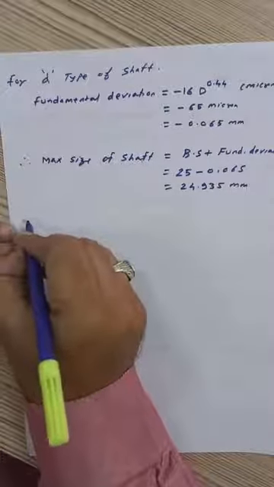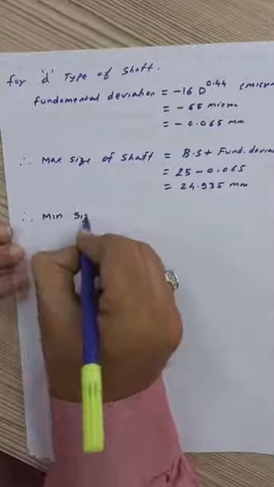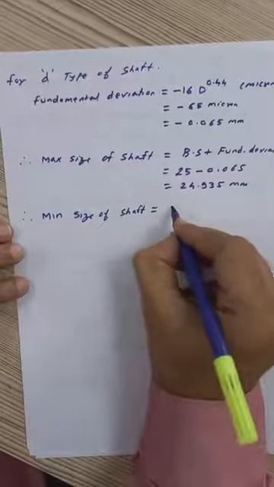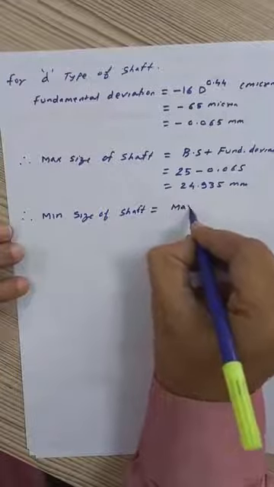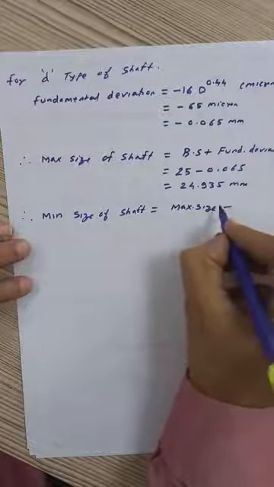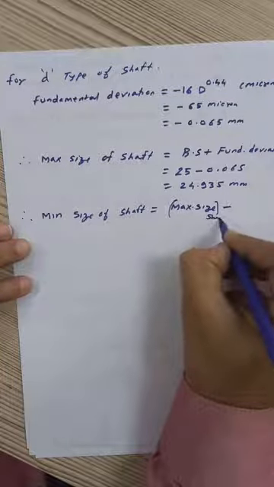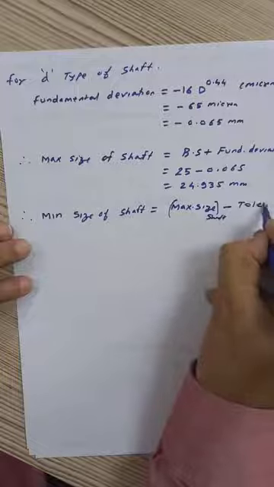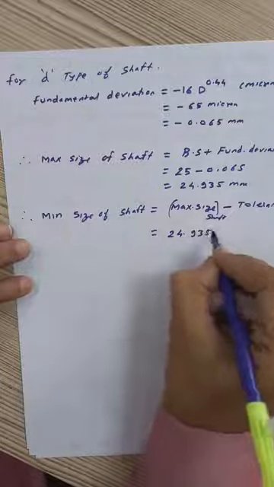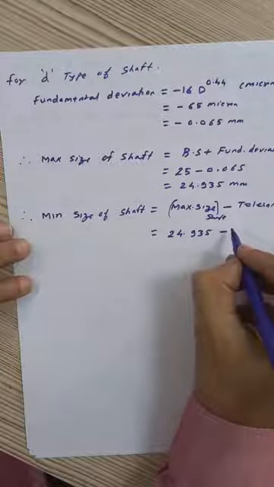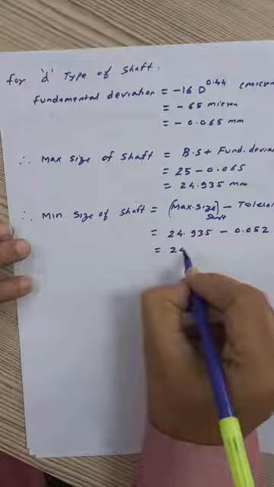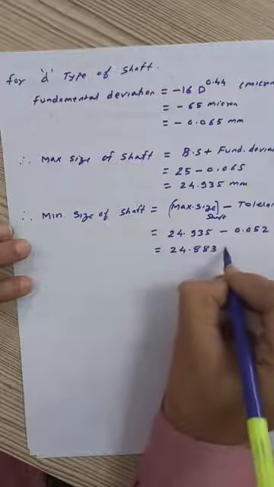Now minimum size of shaft. Minimum size of shaft is equal to maximum size of shaft minus tolerance. So maximum size of shaft is 24.935 minus tolerance. We have already calculated the tolerance of shaft is 0.052. So minimum size of shaft comes to be 24.883 mm.